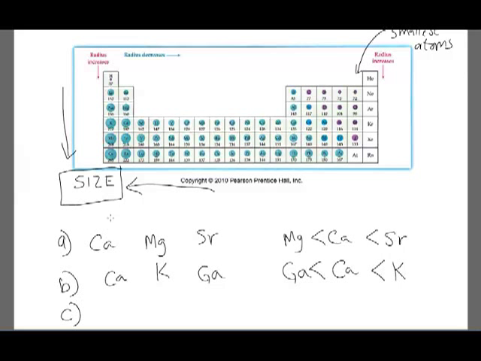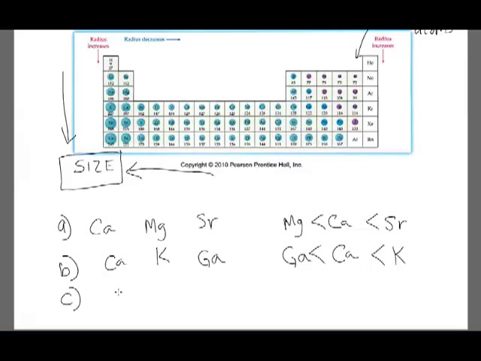And finally, so the first one was going down a group, the second one was across a period, and the third one is a combination, calcium, rubidium, and strontium. So look at them, calcium, rubidium, and strontium are these three, so we're comparing down a group and across a period. We know that rubidium is greater than strontium because of the period trend. Okay, so we know that much. We can write that much. Rubidium is larger than strontium. And we know because of the group trend that strontium is larger than calcium. So we can rank those this way.